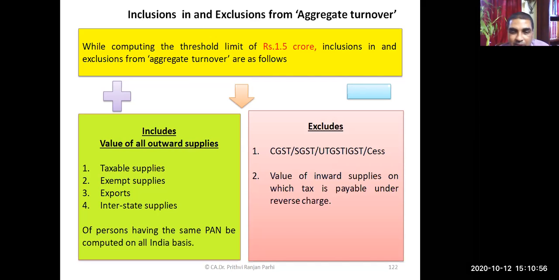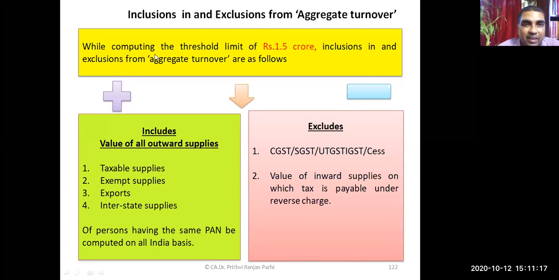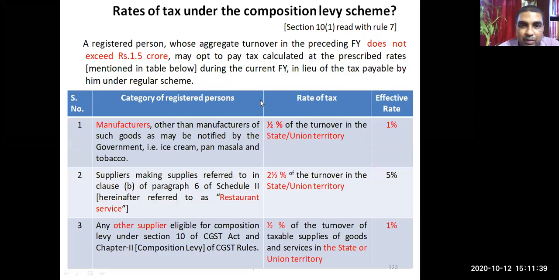Is it clear to you up to this? Yes or no? Is it clear? Can you arrive at the turnover if I give you a question? Can I arrive at the turnover which is to be considered for taking decision about levy of composition levy or not? Yes, sir. Okay. So this thing you have to remember. In fact, these 4 items and these 2 items we need to remember.